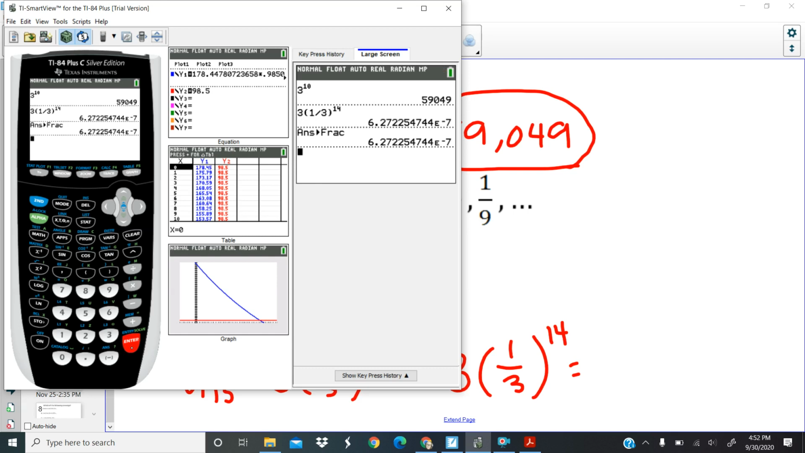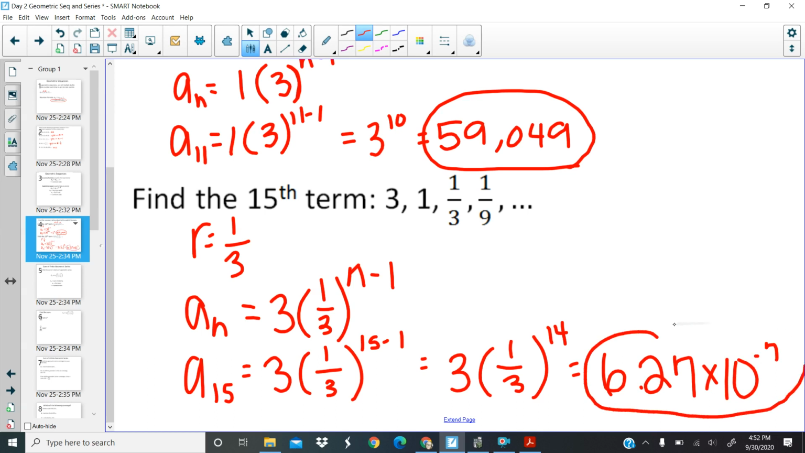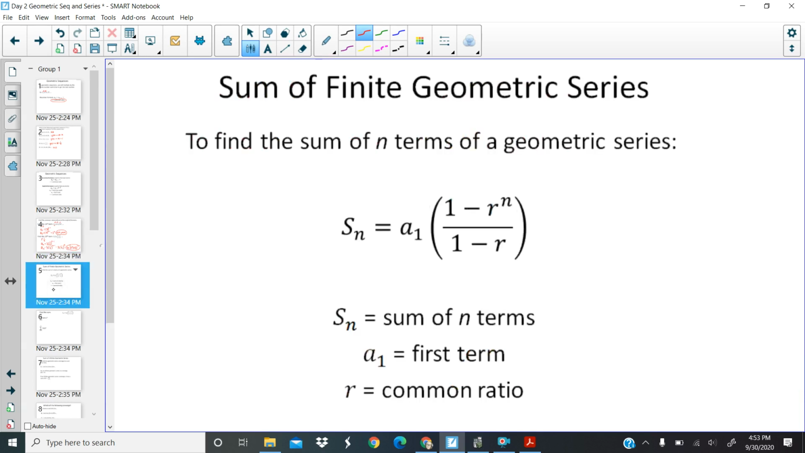So the e to the negative 7th is the same as saying 6.27 times 10 to the negative 7th. So that's just written in scientific notation. So that was 6.27 times 10 to the negative 7th. That's just a really small number, and that happens sometimes in these because they grow so fast, or in this case, they're getting so much smaller so fast. So that is going to be the answer to that one.